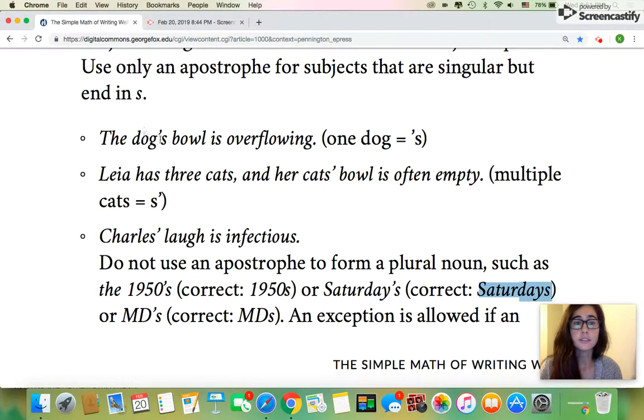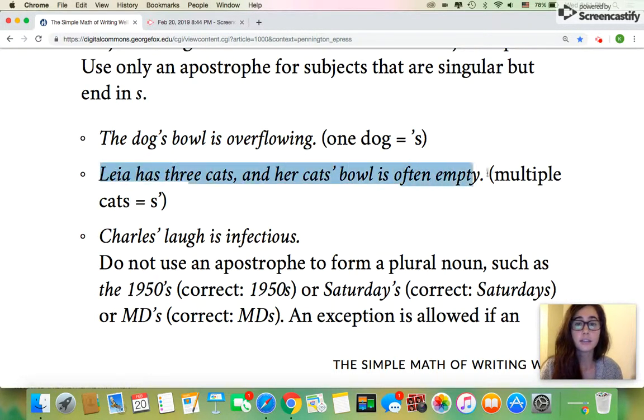This first sentence, the dog's bowl is overflowing. So in the sentence we're talking about one dog, singular, but the bowl belongs to the dog, showing possession. So because dog is singular, the apostrophe would go before the S.